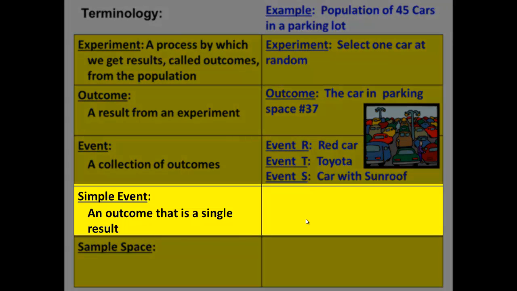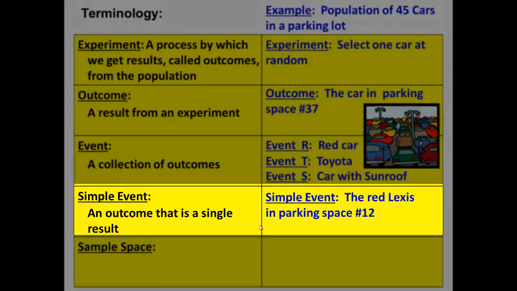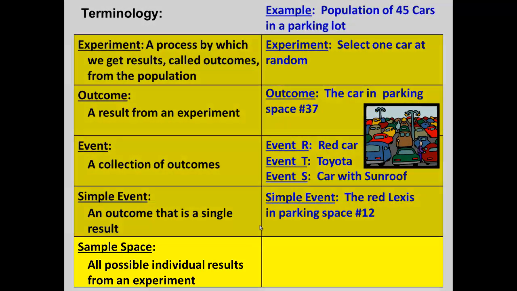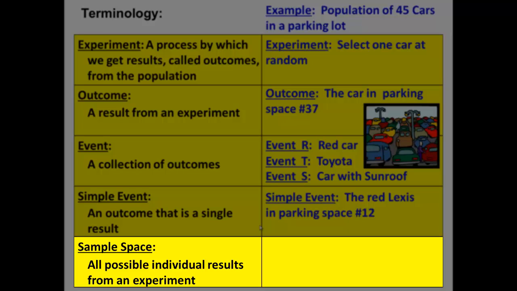A simple event is an outcome that is a single result. The red Lexus in parking space number 12 would be considered a simple event. Sample space: all possible individual results from an experiment. So our sample space would be the 45 cars in the parking lot.